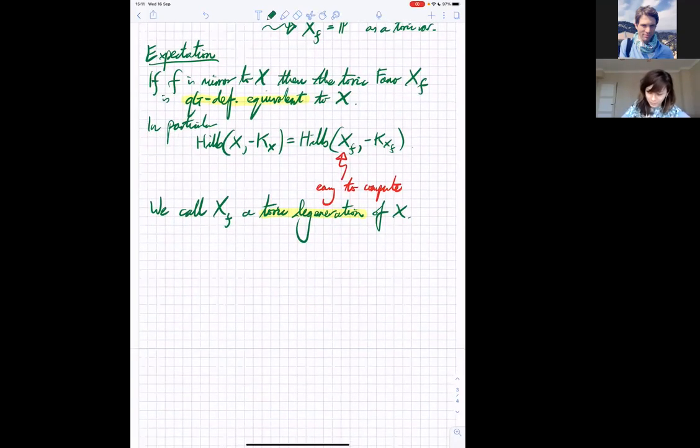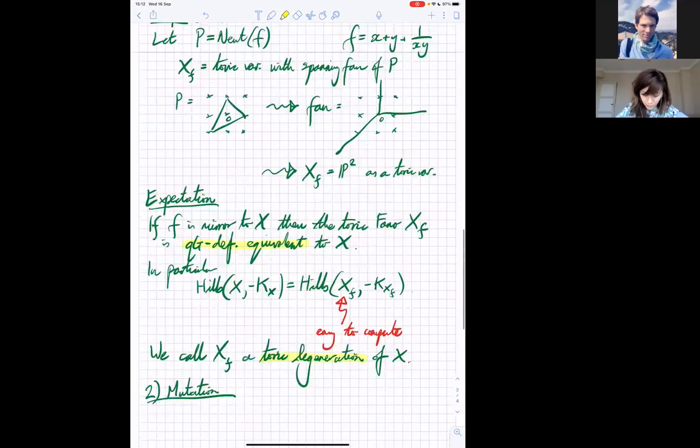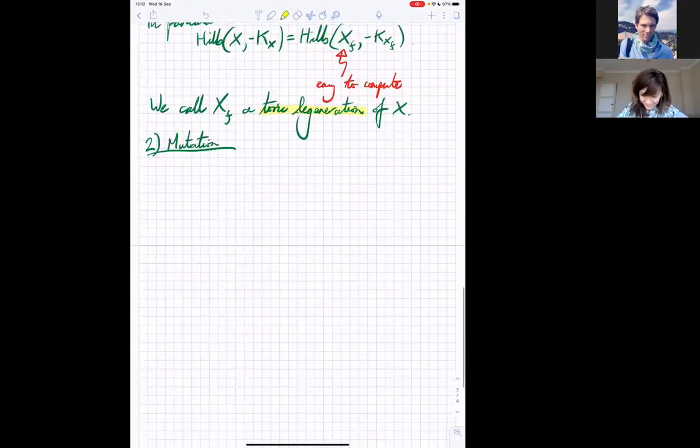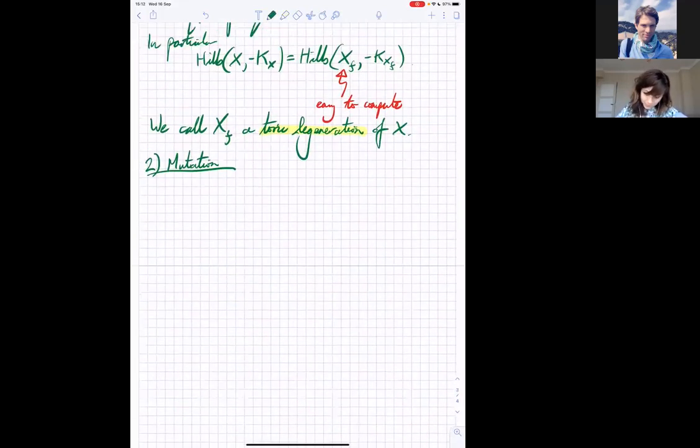Okay. So I think I'm going to skip over the Picard-Fuchs operator and push on. So I can reintroduce it at the end if there's time. So section 2, I don't know if I labeled the previous section. Oh, I did, good. So section 2, I want to introduce mutation. Okay. So I'm just going to do this through an example.